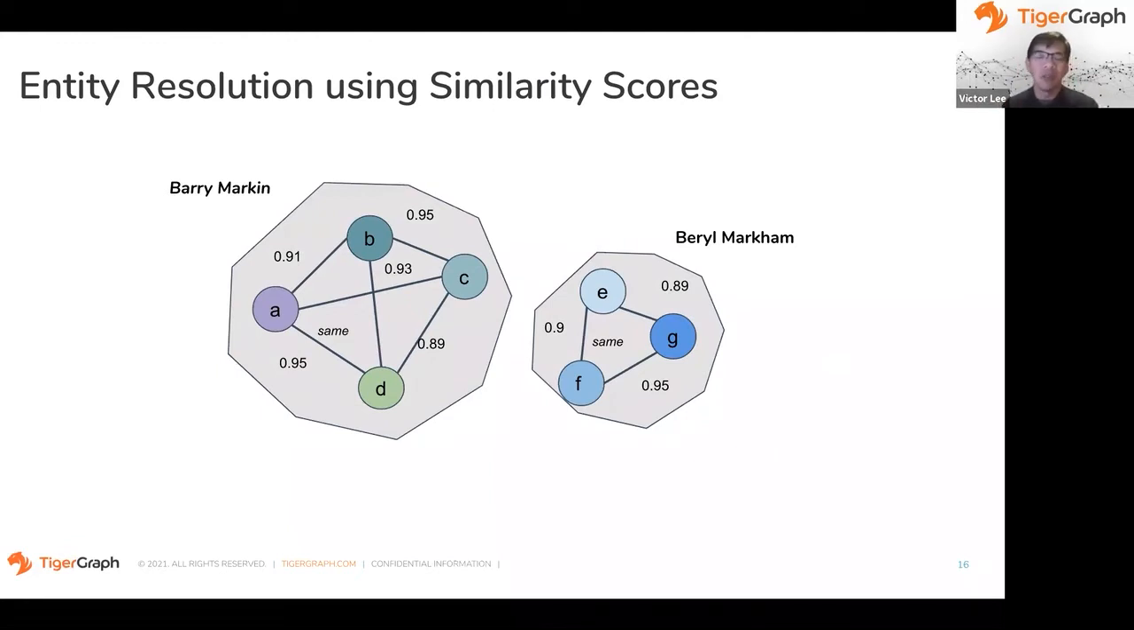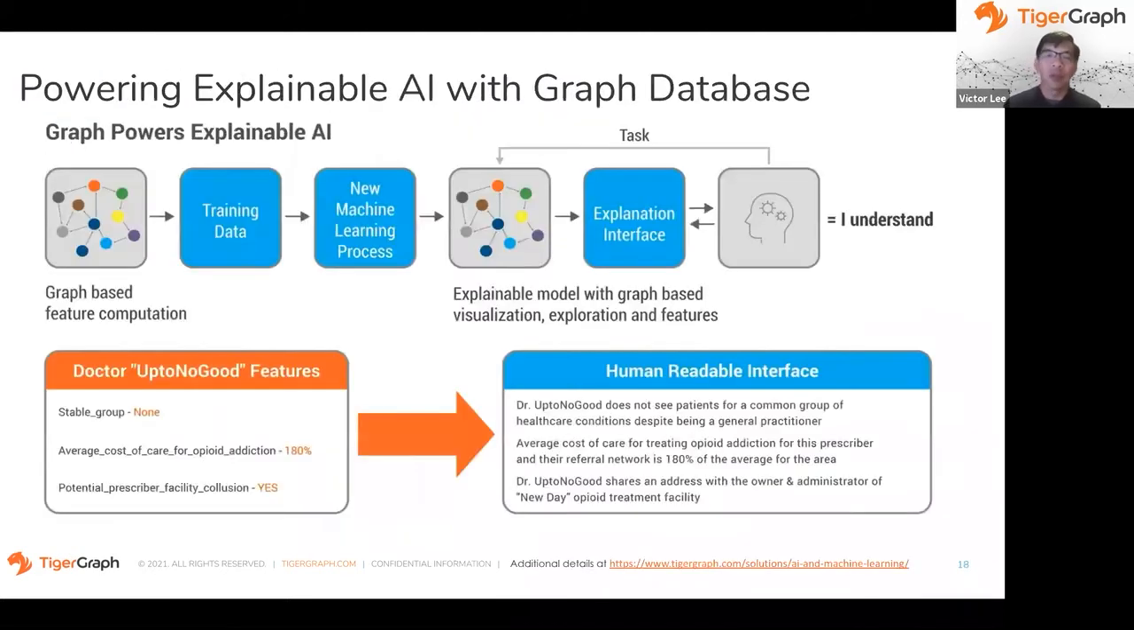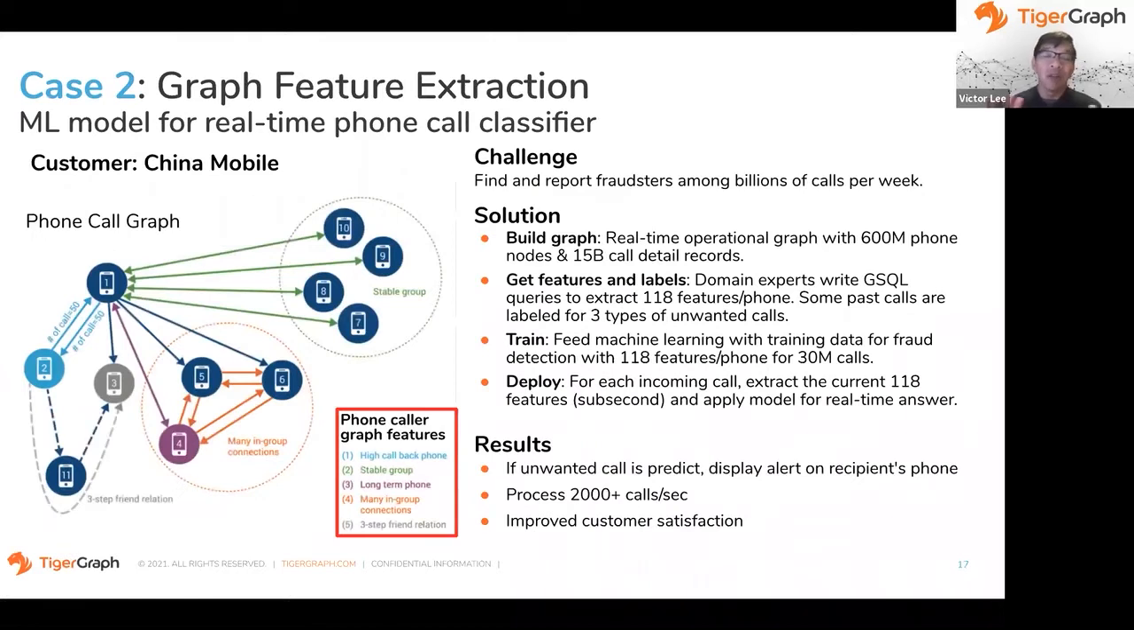So what we ended up with was these 7 different digital identities we resolved into 2 physical persons, Barry Markin and Beryl Markham. So that is all just using graph algorithms. That's one technique. A second technique is to do graph feature extraction.